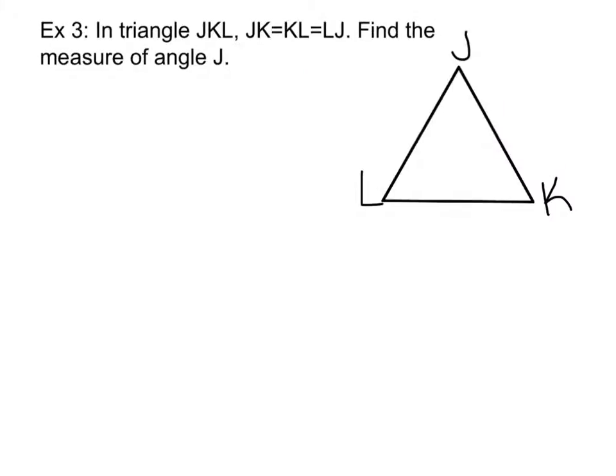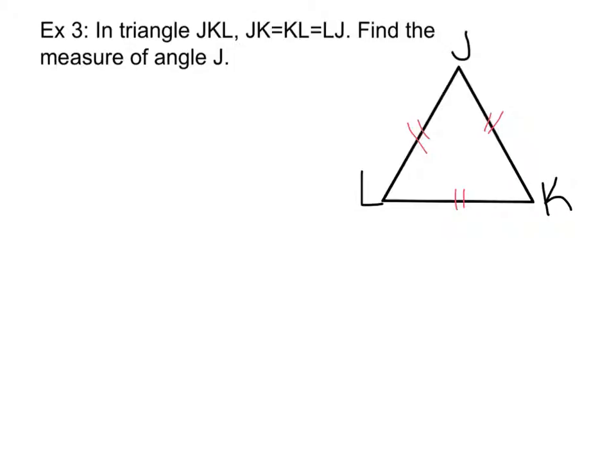In triangle JKL, JK is equal to KL, and KL is equal to LJ. So therefore, seeing my tick marks, I have 2 on each side, which says that all 3 sides are the same length. We've learned that in example 2, if the angle measures are the same, then the sides are the same length.